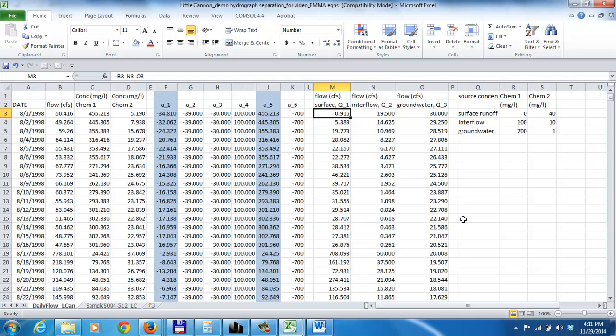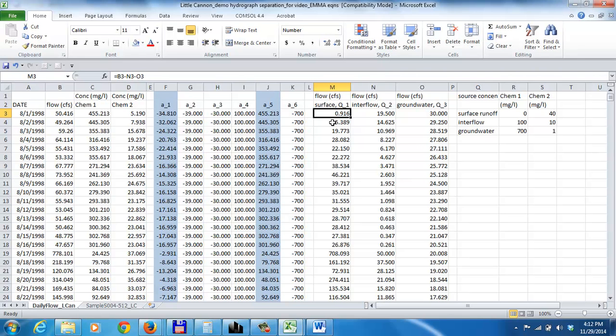This can be used for the case where we have three sources that we can identify distinct source characteristics, as has been done in this example. The case where you just have two sources is much simpler. The notes for that will also be posted on the website.